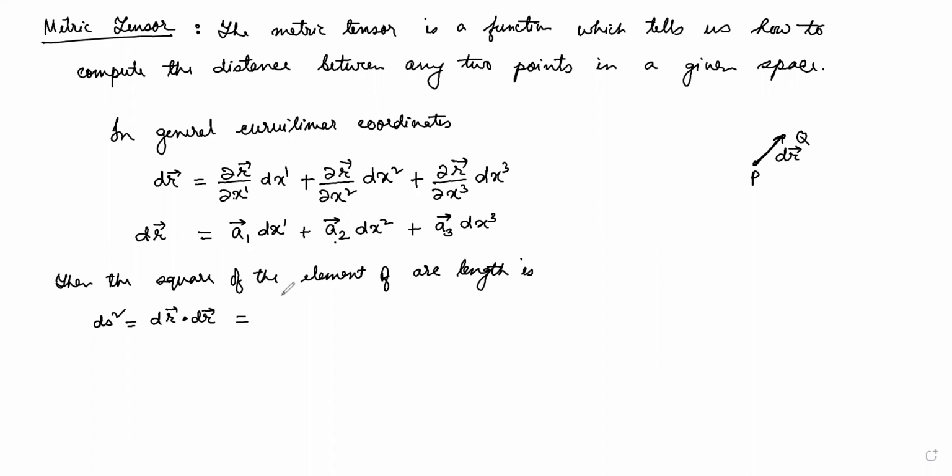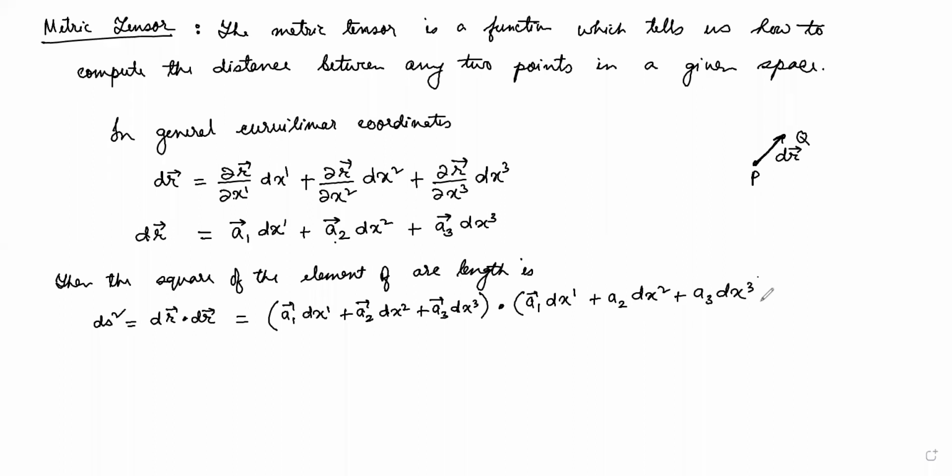And then we substitute for dr vector. What is this? a1 dx¹ plus a2 dx² plus a3 dx³ dot a1 dx¹ plus a2 dx² plus a3 dx³. Sorry, the indices should be superscripts, not subscripts. So this is the dot product of dr and dr. This is the definition of the square of the element of arc length.